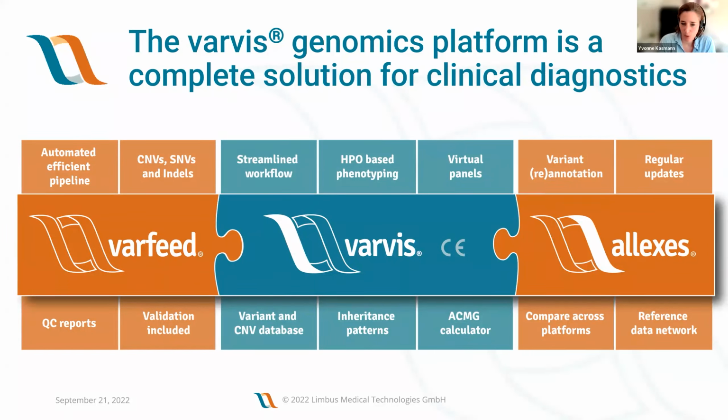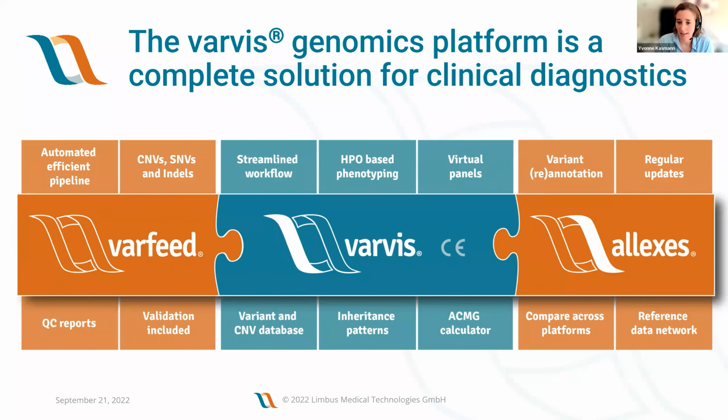And we have 2 other components that feed the data into varvis. This is, on the left side of the screen, varfeed. This is our bioinformatics pipeline, almost fully automated. This is where the CNVs, SNVs, and indels are called. It's also where the QC reports are generated, and this is also where we perform validation.